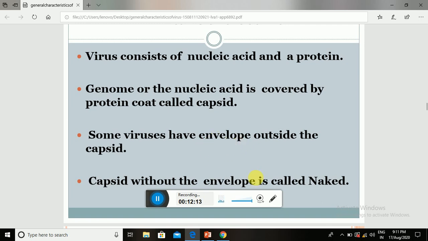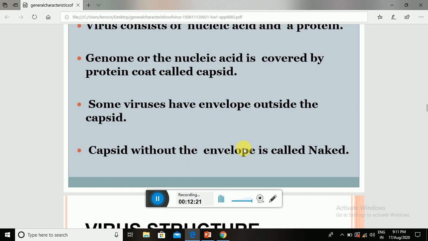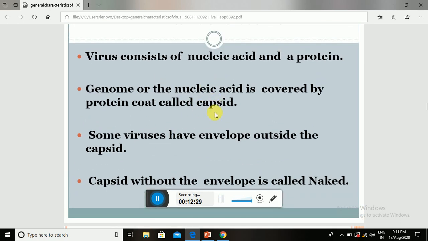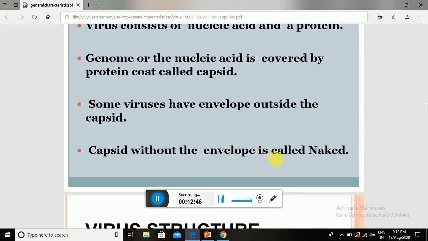Most of the time the envelope is present in human or animal viruses. It is an extra protecting layer made up of a lipid bilayer, lipoprotein in nature. The capsid is a protecting layer whose proteins are synthesized by the virus itself. But the envelope, made up of lipids and proteins, is not synthesized by the virus. It is given by the host cell. A capsid without an envelope is called a naked virus. Viruses without an envelope are known as naked viruses.